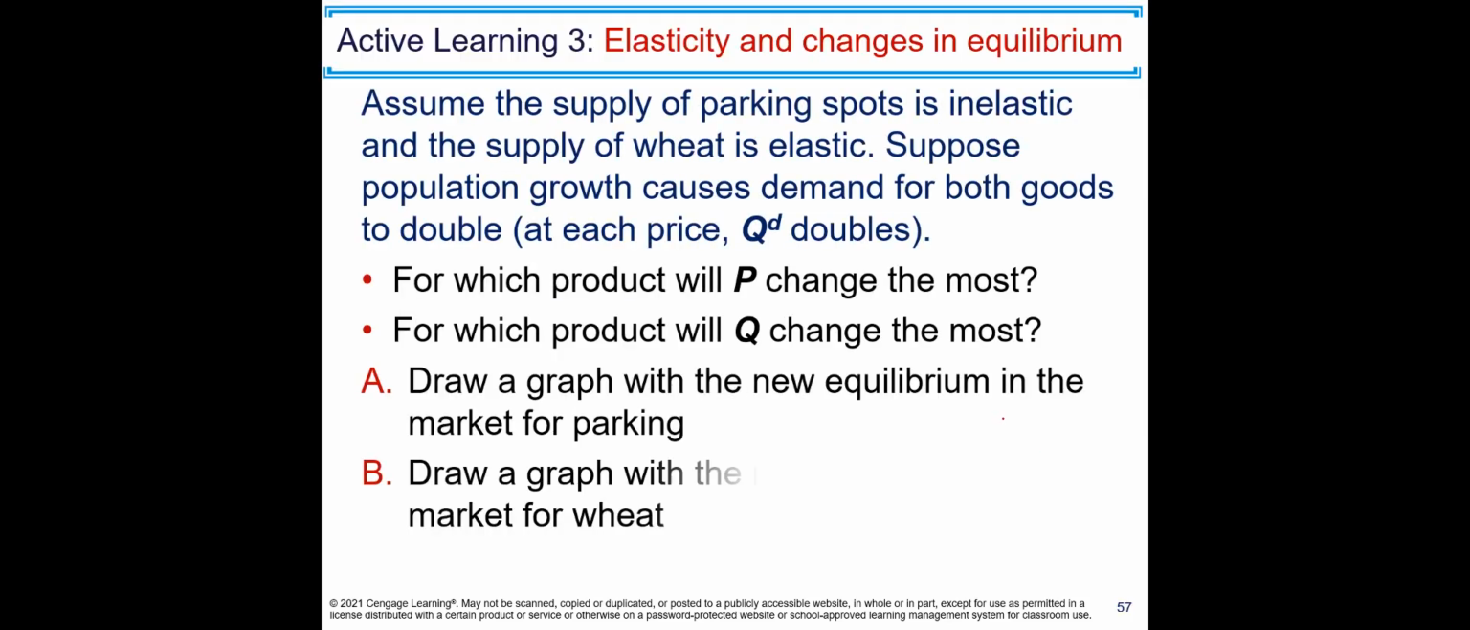Let's see one example. Assume the supply of parking spots is inelastic and the supply of wheat is elastic. Suppose population growth causes demand for both goods to double. For which product will P change the most? For which product will Q change the most? Draw a graph with the new equilibrium in the market for parking. Draw a graph with the new equilibrium in the market for wheat. So pause this video and think about the answers first, and then we will check the answers in the next slide.